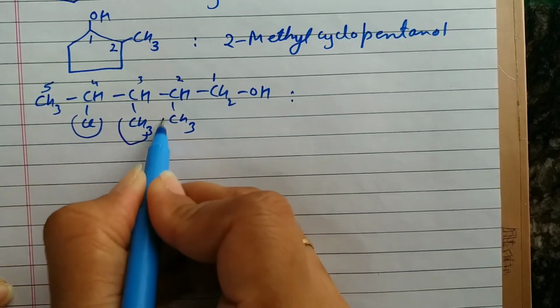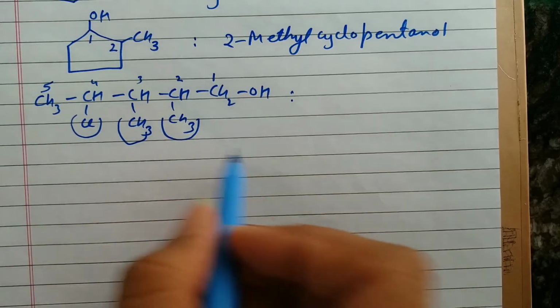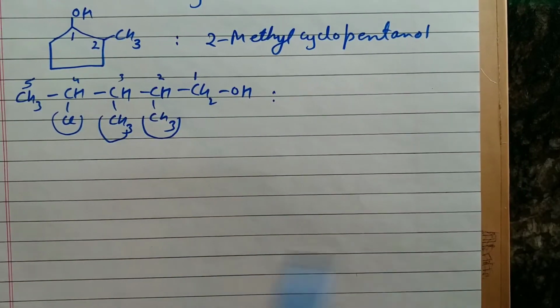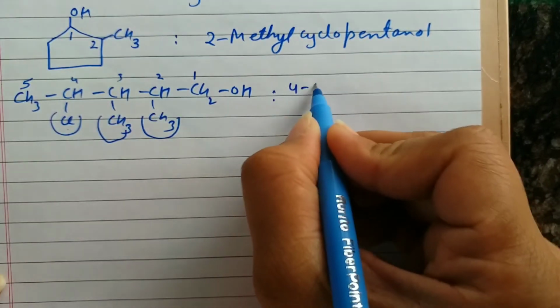On 2nd and 3rd position you have methyl. This is chloro and these are methyls. So the names of the prefixes are to be written alphabetically. Now what comes first alphabetically is C, chloro. Therefore we will write C first. So on the 4th position we have a chloro.